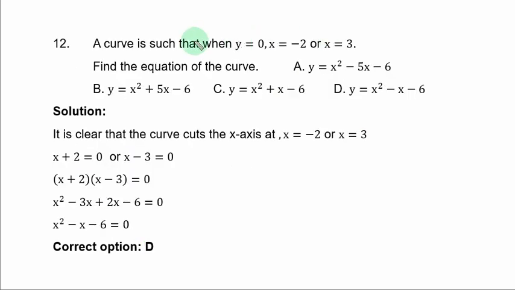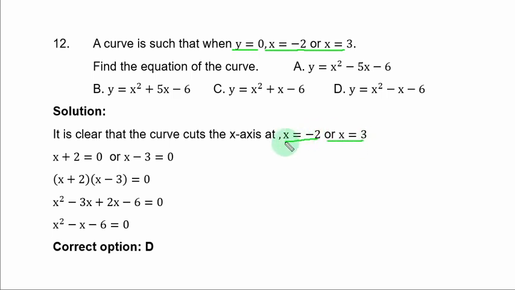Question 12. A curve is such that when y is equal to 0, x is equal to minus 2 or x is equal to 3. Find the equation of the curve. It is clear that the curve cuts the x-axis at x equal to minus 2 or x equal to 3. At this point, y is equal to 0. So we simply form the equation using the solution.